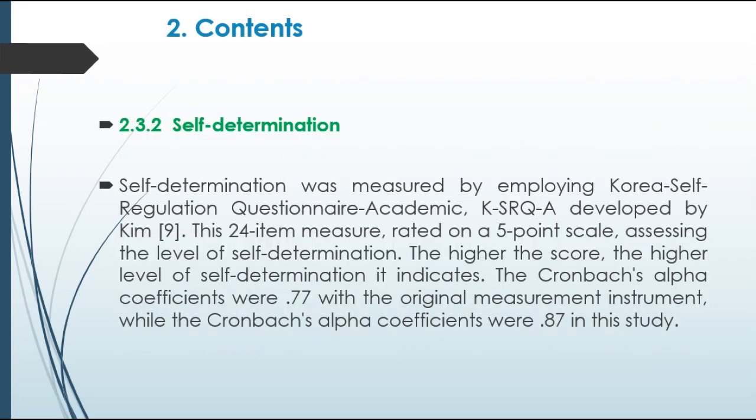2.3.2 Self-determination. Self-determination was measured by employing the Korean Academic Self-Regulation Questionnaire developed by Kim. This 24-item measure is rated on a 5-point scale assessing the level of self-determination. The higher the score, the higher the level of self-determination it indicates. The Cronbach's alpha was 0.77 with the original instrument, while the Cronbach's alpha coefficient was 0.87 in this study.